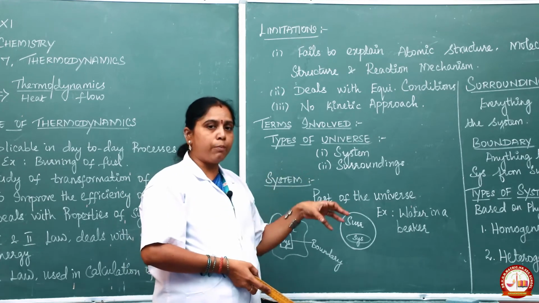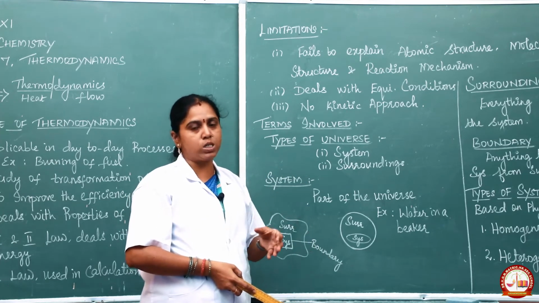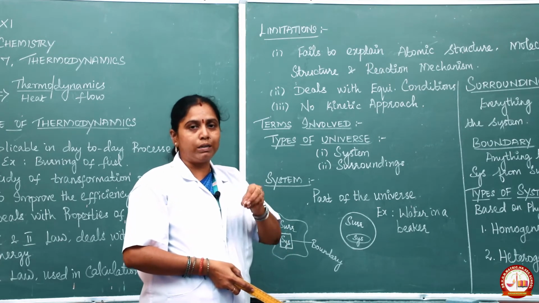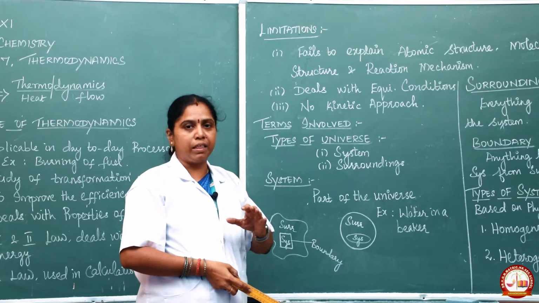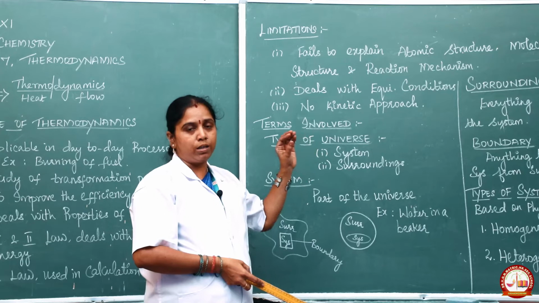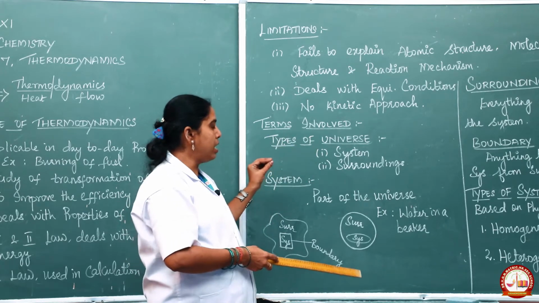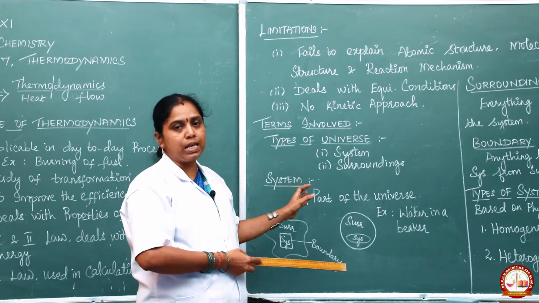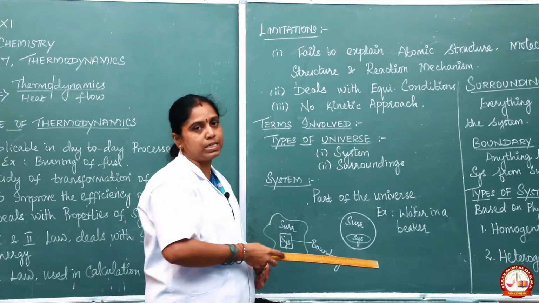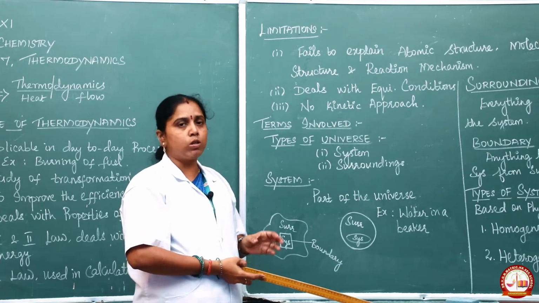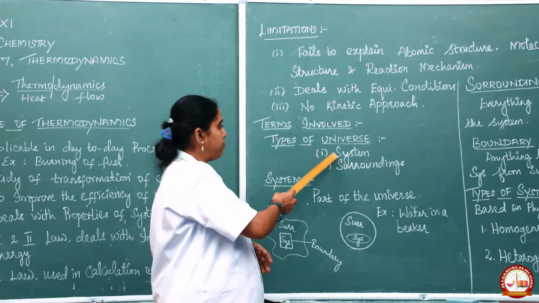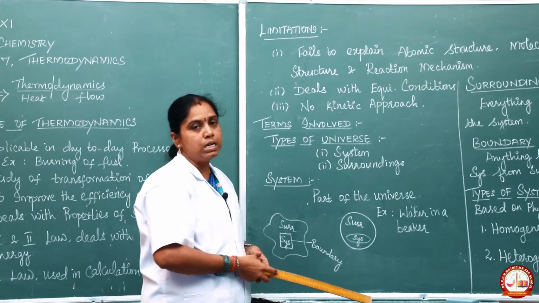Now before seeing about the formulations of the laws like first law, second law, zeroth law, third law, we should know the terms which are involved in thermodynamics. We should be familiar with the terms. To start, the basic term involved in thermodynamics is system. Before seeing about system, we should know the universe. The universe can be classified into two types: one is system and the other one is surroundings.